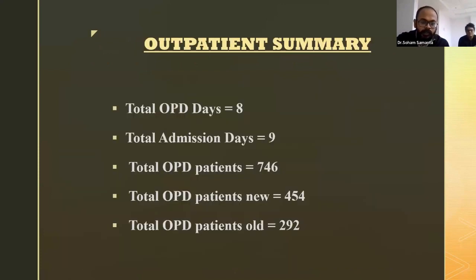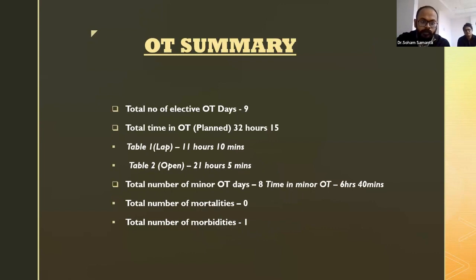Total OPD days 8, total admission days 9, total OPD patients 746, total new OPD patients 454, total old OPD patients 292. Total number of elective OT days 9, total planned OT time 32 hours and 15 minutes. Table 1 lab 11 hours and 10 minutes. Table 2 21 hours and 5 minutes.